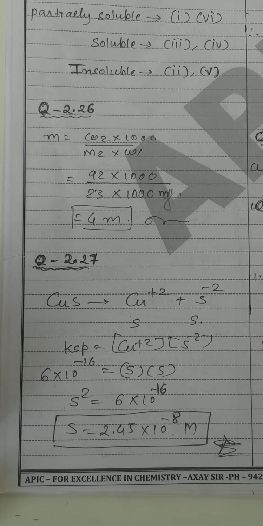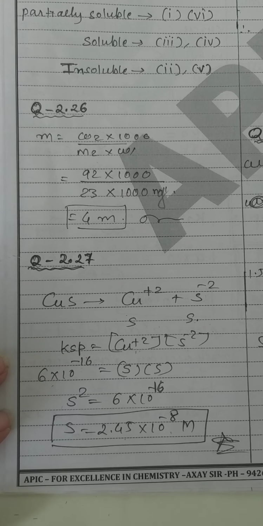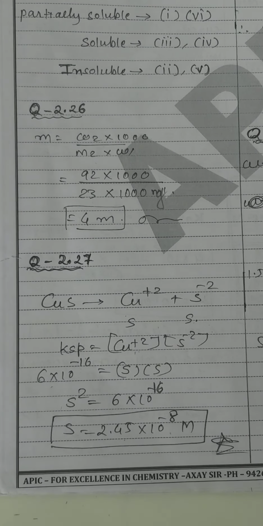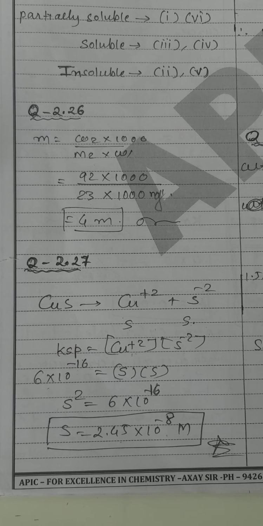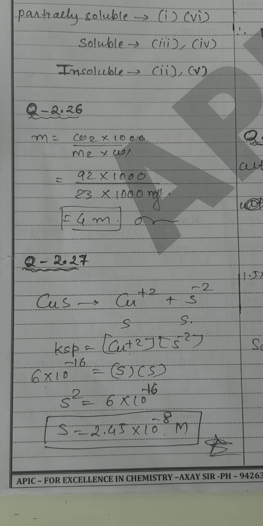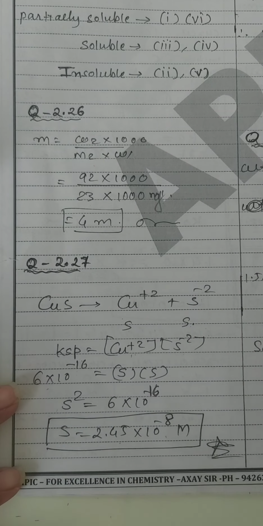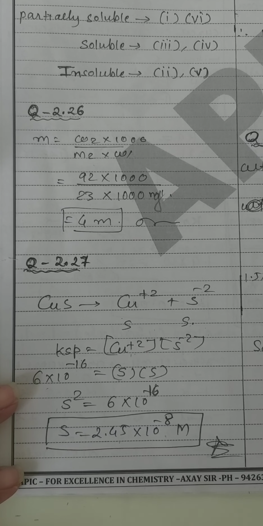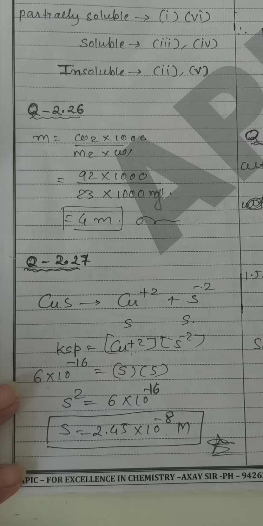Now question number 2.27. It's a very simple question of equilibrium from 11th class. If the solubility product of CuS is 6 into 10 power minus 16, calculate the maximum molarity of CuS in aqueous solution. Now see, CuS gives Cu plus 2 plus S minus 2.